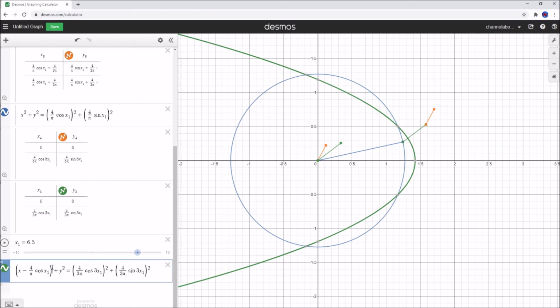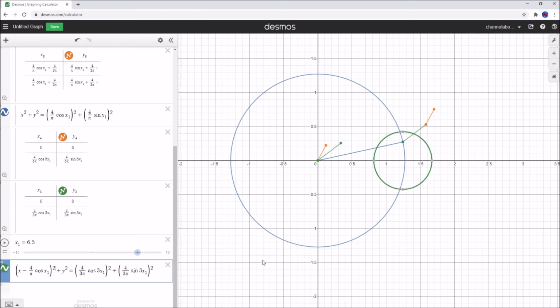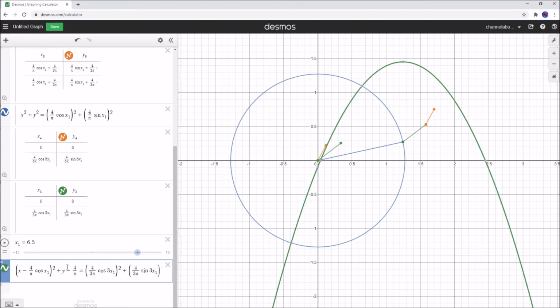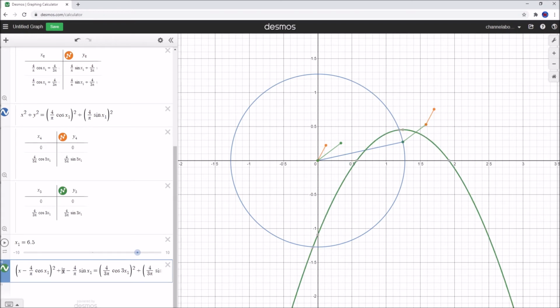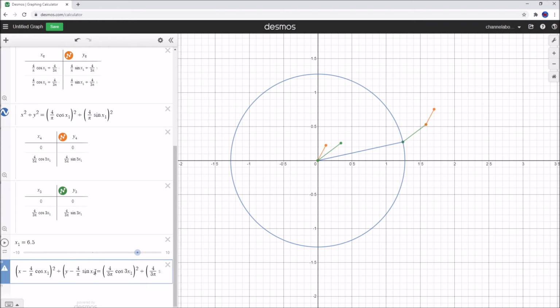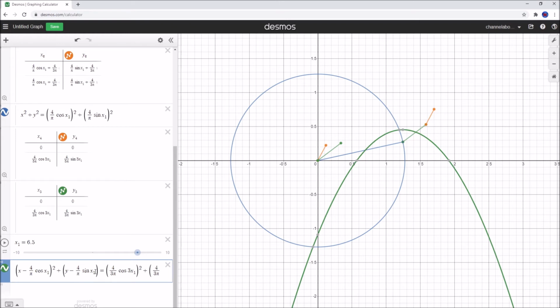And we'll raise that up to the power of 2. And you can see here it's shifted this along to the correct point. Now we're going to have to shift it up. So again, we have to shift it up by subtracting off the value of 4 divided by pi times our sine x1. And of course that all has to be squared, and that's raised to the power of 2. And you can see here now we've got the green circle in the right position.